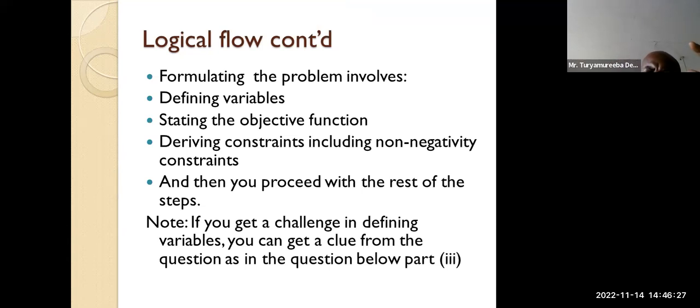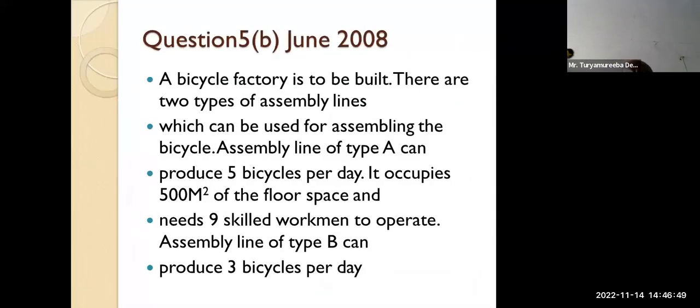If you want to solve by graphical method, you know how you deal with it graphically. If you want to use simplex method, you know how you proceed. But what you need to note: if you get a challenge in defining variables, you can get a clue from the question, as in the question below, part 3. I have put an example of a question. Some people know that they have to define the variables, but they cannot define them. And once you don't define the variables, you cannot do anything. But again, they also fail to cast their eye on the question, to look at the parts in the question: what is the examiner asking for? Because basically, the variables that you define will be delivered as part of the answers.